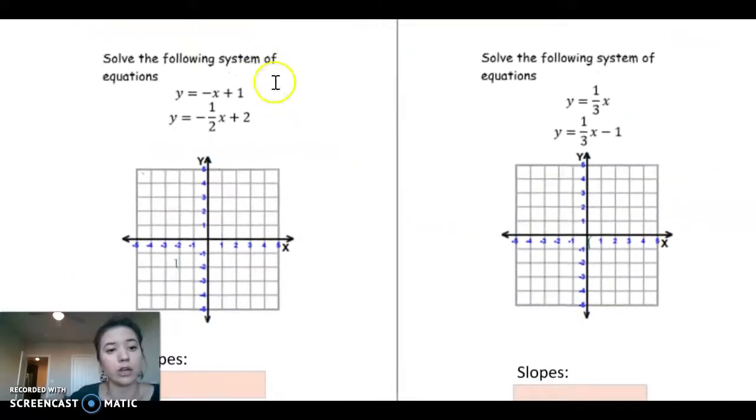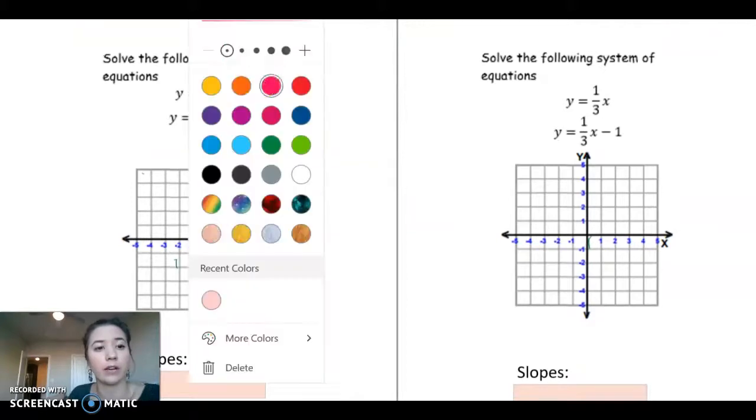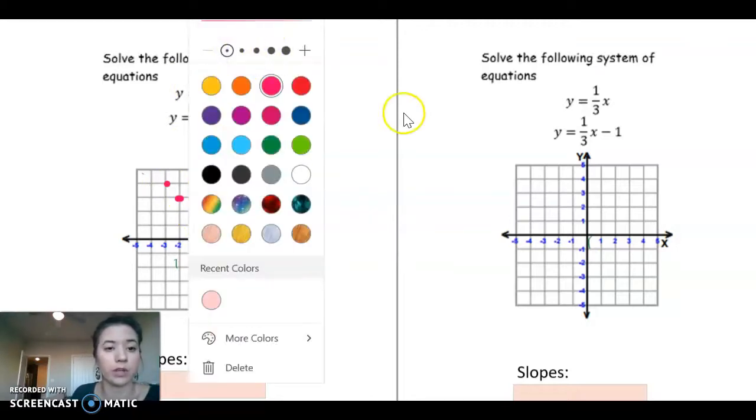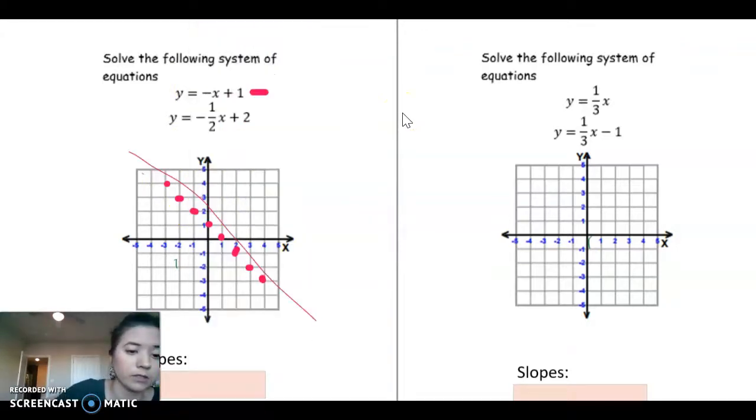All right, so we're going to solve this system by graphing. Again, we're going to do it in pink first. We're at a y-intercept of 1, and then my slope is negative x. So down 1, over 1, down 1, over 1, and so on. Beautiful. So now we have our first one graphed. Oh my gosh, that was awful. That one's a little bit better. Okay, so there's our first line.